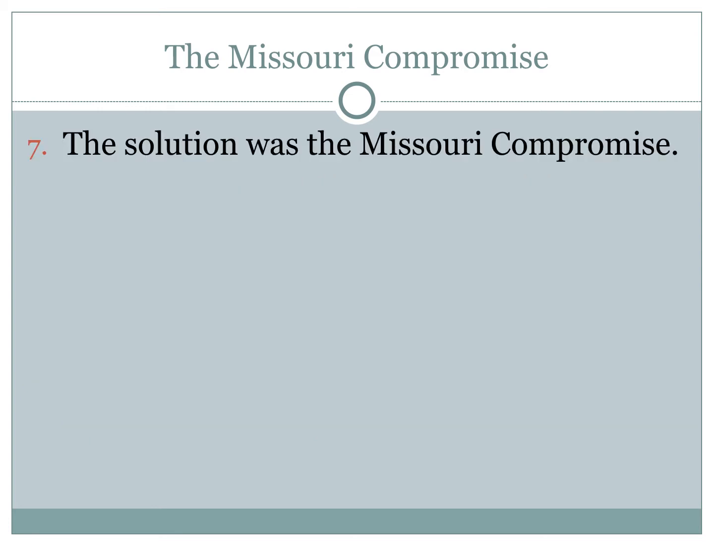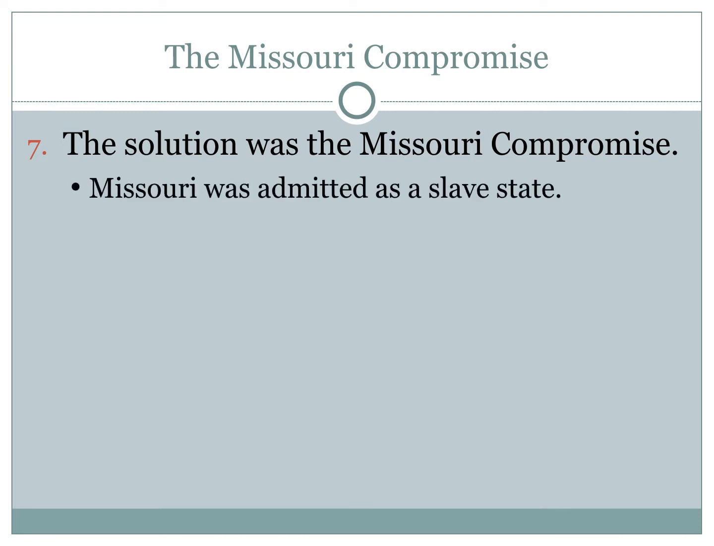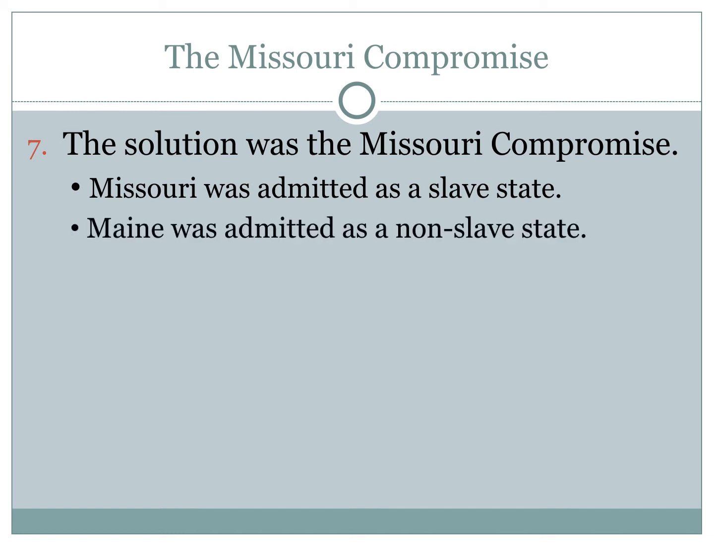The solution to all of this argument was what becomes known as the Missouri Compromise. And there are three main parts to it. The first was that Missouri would come into the Union as a slave state, and that's what the South wanted. In order to maintain that balance in the Senate, however, Maine would be admitted to the Union as a non-slave state. So now there would be 12 free states and 12 slave states.